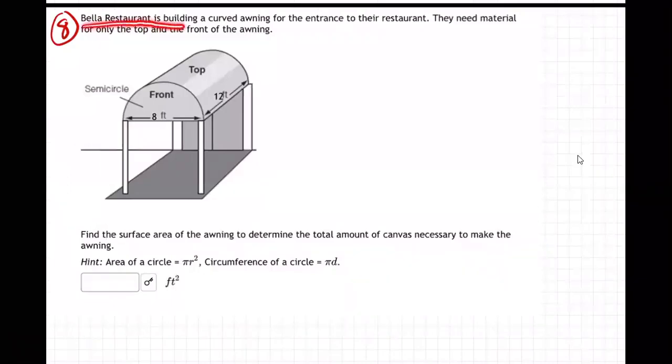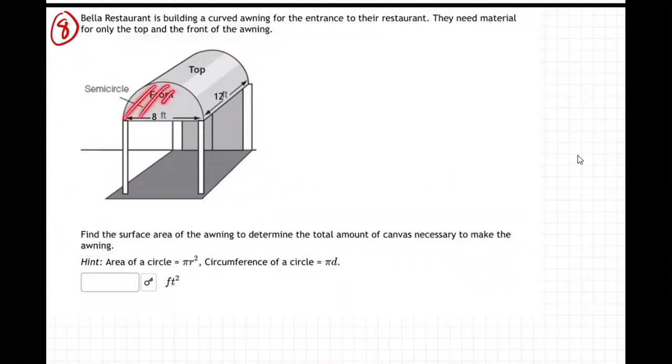Okay, Bella Restaurant is building a curved awning for the entrance to their restaurant. They need material for only the top and the front of the awning. So find the surface area of the awning to determine the total amount of canvas necessary to make the awning. So in other words, they just need the top and the front.